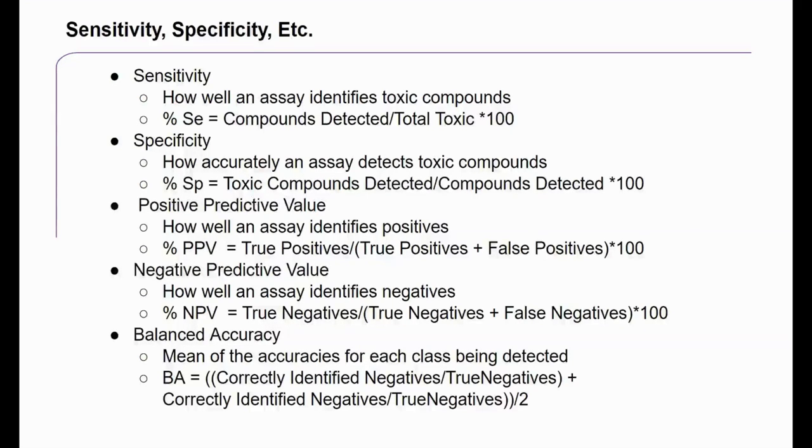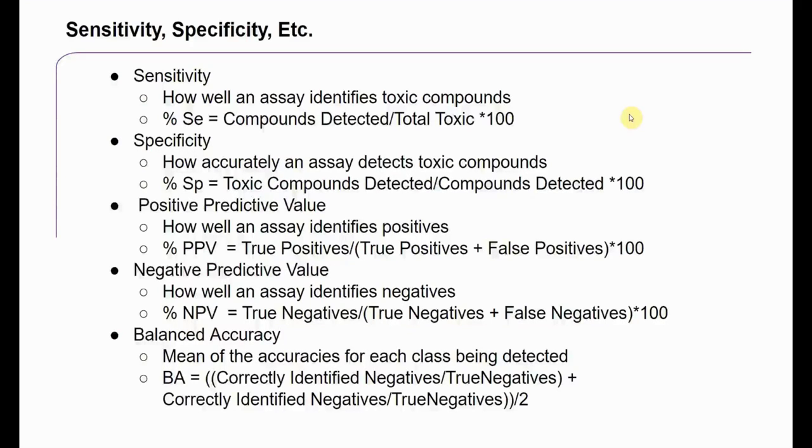So before we go ahead, I want to talk about some terminology and define some terms that you'll see coming up in some of the examples that I'll show you later on. And these are about assay sensitivity, specificity, other ways of defining the quality of your assay. So assay sensitivity is how well an assay identifies, in our case, toxic compounds. So it's the total number of compounds detected as being toxic over the total number of toxic compounds that are in our test set. Now, specificity is how accurately it detects toxic compounds.